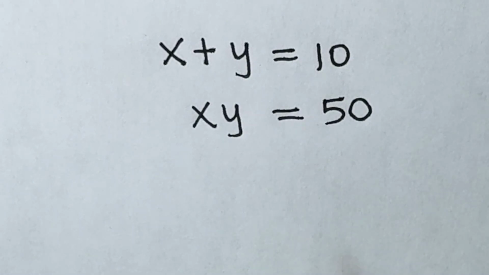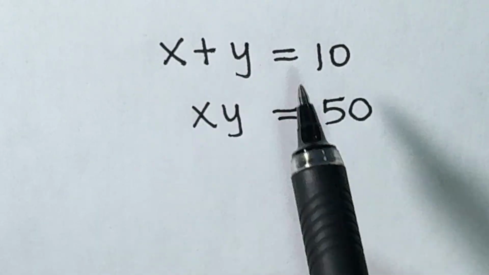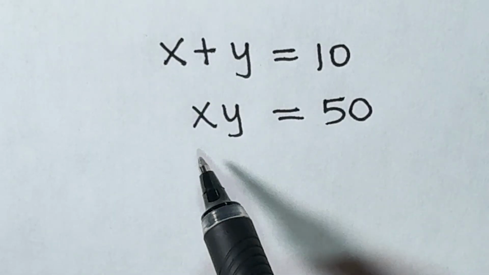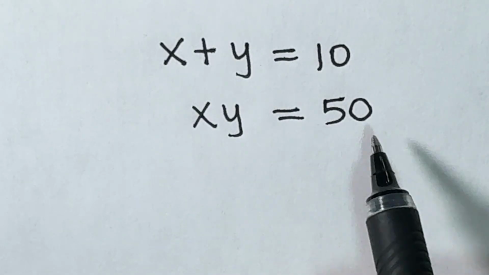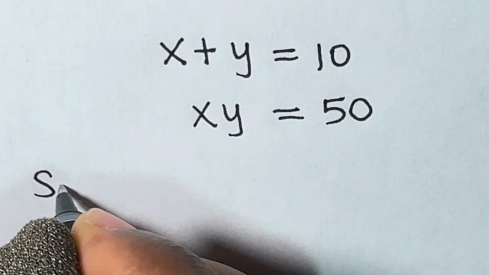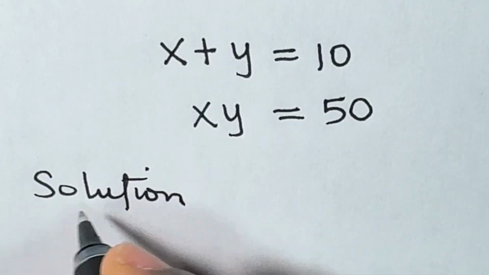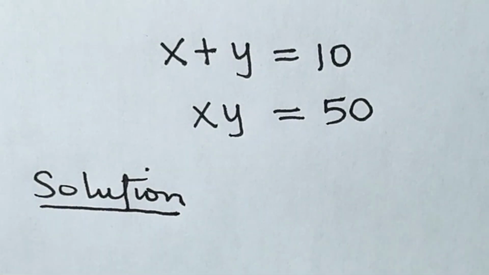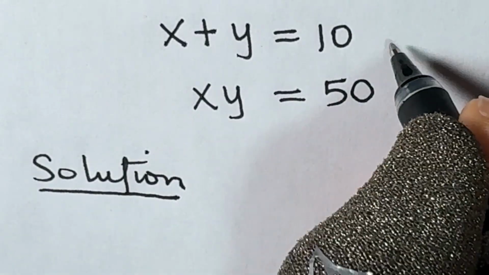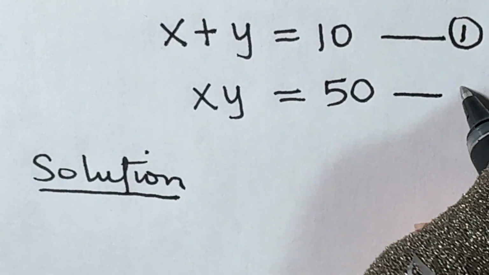In this video, we want to find the values of x and y. We are given two simultaneous equations, x plus y is equal to 10 and xy is equal to 50. From the first equation, let's call this equation 1 and call this equation 2.